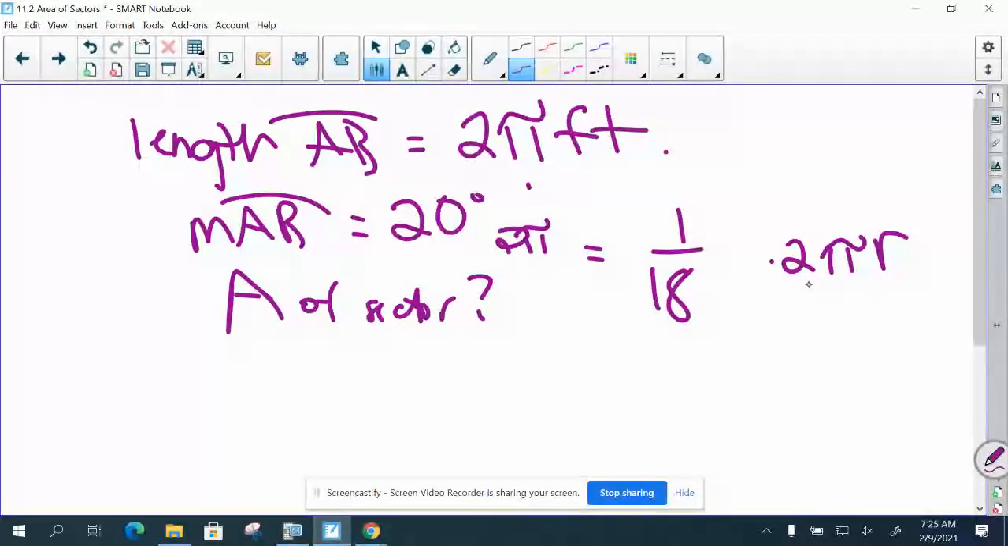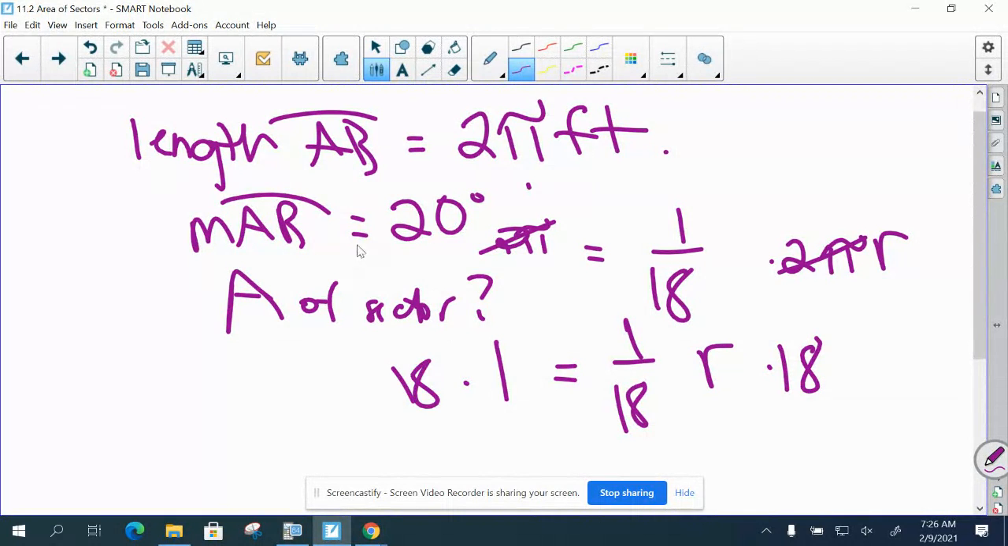Okay, and then something crazy happens here. The pi's cancel, but not just the pi's, the 2's. So the 2 and the pi cancel. So what do we have left over here? Not 0, but 1. Because 2 pi divided by 2 pi is 1. So equals 1 over 18 times r. And then now we just multiply both sides by 18. And we get that the radius is 18.